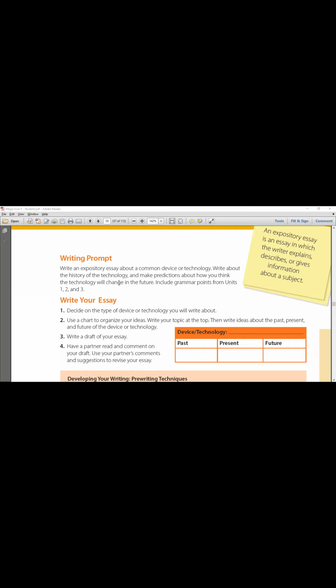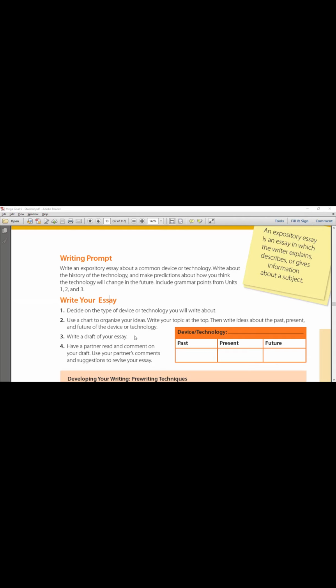Now we got many grammatical points from units 1 to 3. You can use them. In unit 3 we talked about the future, and when you talk about the technology in the future, use the grammar that we got, the future perfect. Maybe by the time that we are grown, or maybe by the time that we are very old, you can use that. Okay, now write your essay. Decide on the type of device or technology you will write about. This is number one. And then use a chart to organize your ideas. Write your topic at the top, and then write your ideas about the past, present, and future of the device or technology.